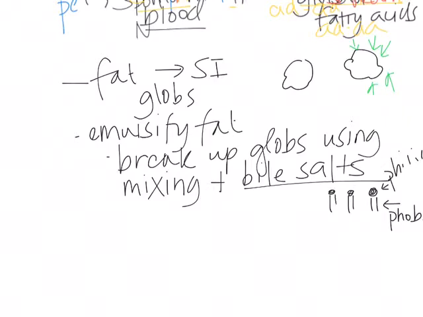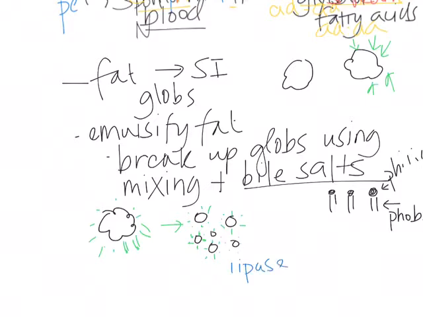So we take these globs of fat and these bile salts, and we mix it all up. We end up with small globs of fat surrounded by bile salts. The bile salts keep the small globs of fat from recombining. Then the enzyme, the lipase, can come in and break these down.